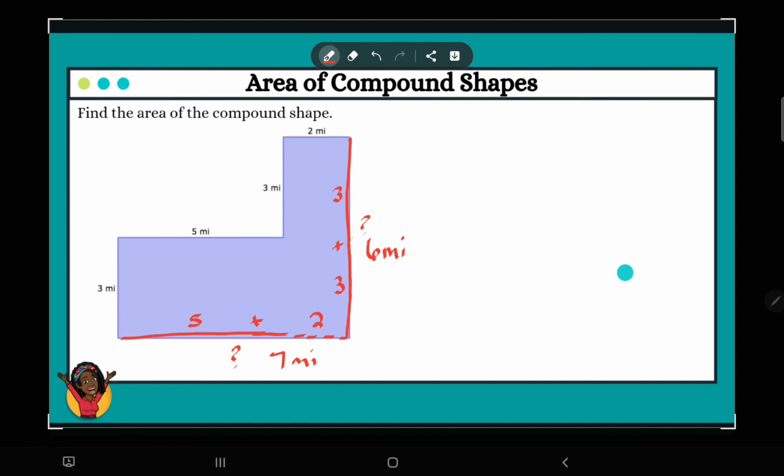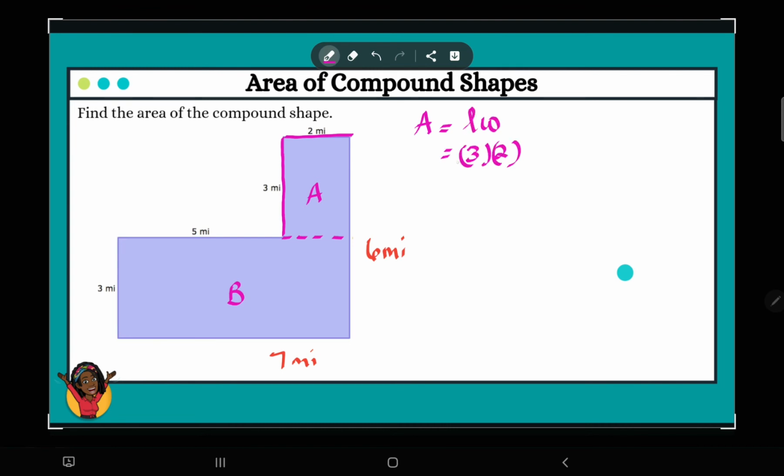I can go ahead and break up my rectangle. So I'm going to split this rectangle here, and I'm going to label this one A and this one B. So now I can go ahead and figure out the area using the dimensions. So here this side measurement is 3 and this is 2. So the area for rectangle A is length times width, which is equal to 3 times 2. And that is 6 miles squared.